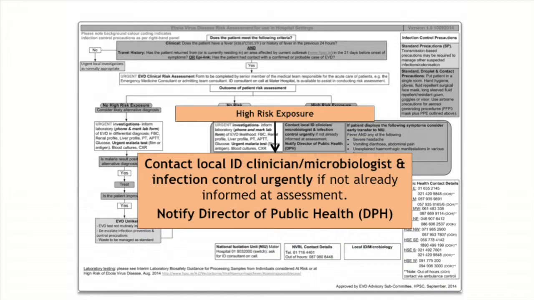So I presume you would have already contacted your local ID clinician, a microbiologist and infection control at this stage. If you haven't, it's really important to involve them at this stage, and also to notify the Director of Public Health. Why? Because the Director of Public Health, in a high-risk exposure case, will need to be preparing for contact tracing and setting up an outbreak control team in case the case is confirmed. So it's really important not to forget the public health dimension here at this stage.